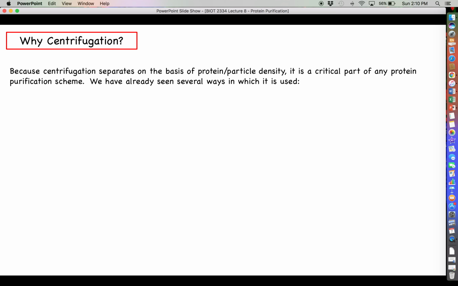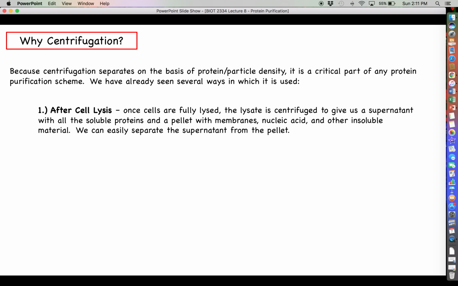So ultimately, when we're talking about using centrifugation for protein purification, why do it? Well, because centrifugation separates on the basis of how dense a particle is and also how much mass the particle has, it's going to be a critical part of just about any purification scheme. And we've actually already seen several examples of how this can be used. One of the most common ways is right after cell lysis.